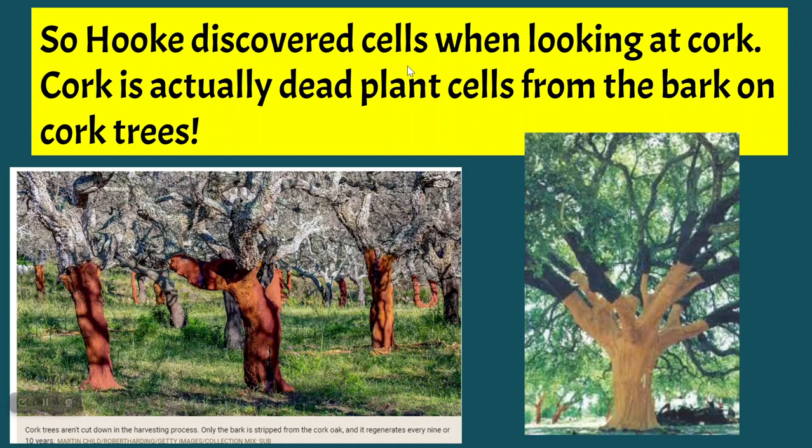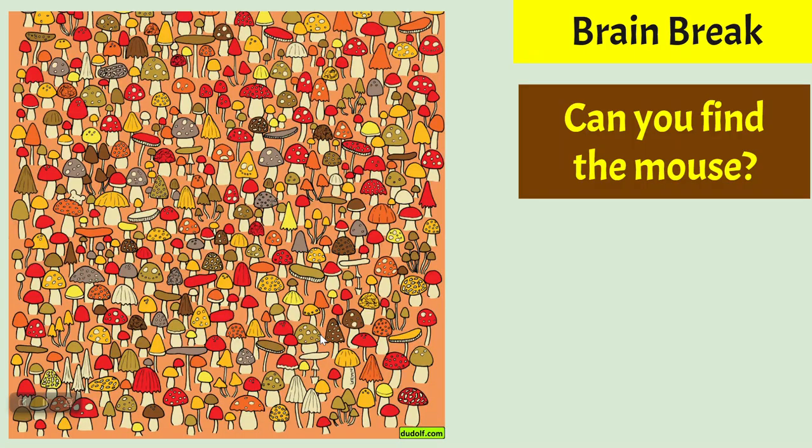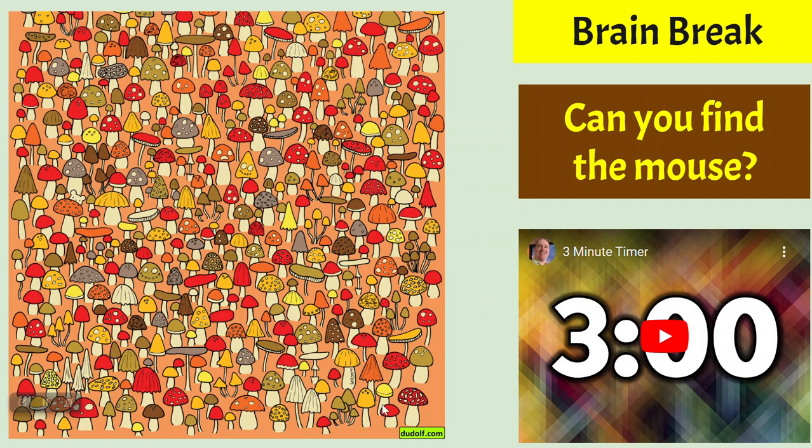Okay, so Hooke discovered cells because he was looking at cork. And cork is actually just basically dead bark from trees. All right, I let people look for a mouse on this. You can pause if you want to.